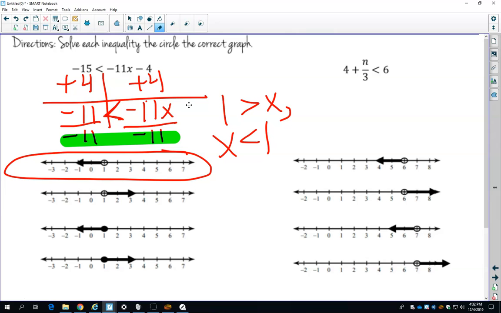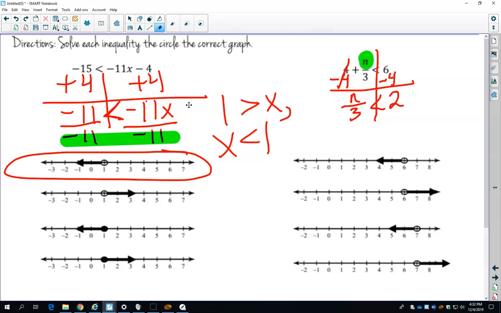All right, I think we're at our last problem. Put our line down the middle. We're trying to isolate our variable. We're going to get rid of that 4 first by subtracting 4 from both sides. We're going to cancel it out. Bring down our n divided by 3 is less than 2.